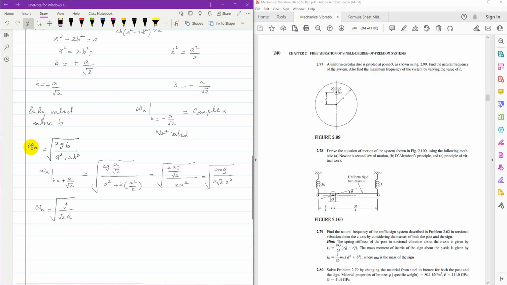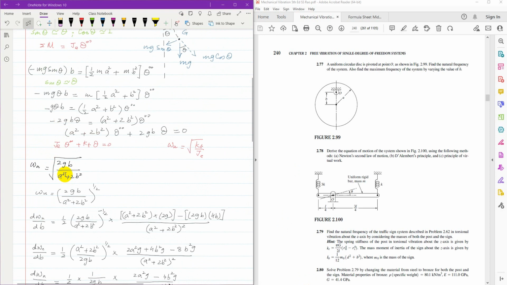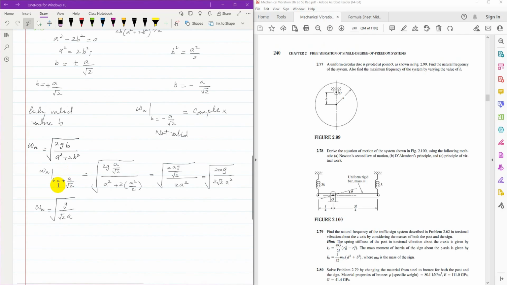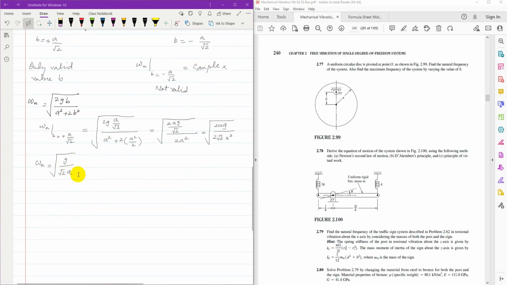Now, by the omega n expression we have just derived, I am going to substitute the value of b in that expression for omega n. So b is plus a over root 2. So it will become 2g into a over root 2, and in the denominator a squared plus 2b squared, which will become a squared over 2. And then after simplifying the denominator, I'll get 2a, and after further simplifying, 2 is going to cancel with 2, and a is going to cancel with the square of a, and finally I'll get the natural frequency omega n equal to root g over root 2a.